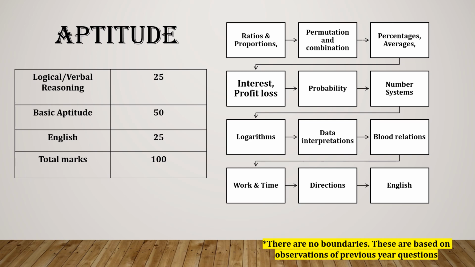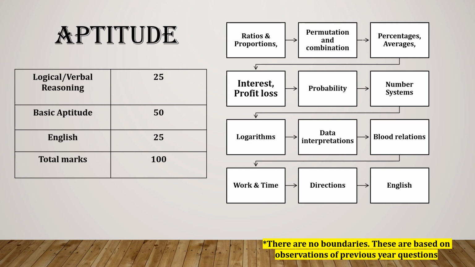From the previous year analysis, we had questions from ratios and proportion, permutation and combination, averages, percentage, simple interest, compound interest, profit and loss, probability, number system, logarithms, data interpretation, blood relations, work and time, and directions. In the English part, we can expect comprehension passage questions, sentence correction, and spot the error.